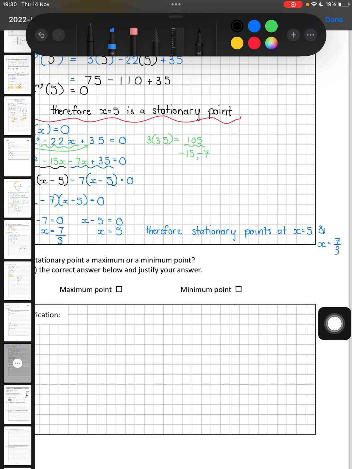Remember what all my different types of equations show. The original equation gives me the y coordinate. The first derivative, f dash of x, is giving me the slope. So I've just found where the slope is 0. And then f double dash of x is the behavior of the slope.